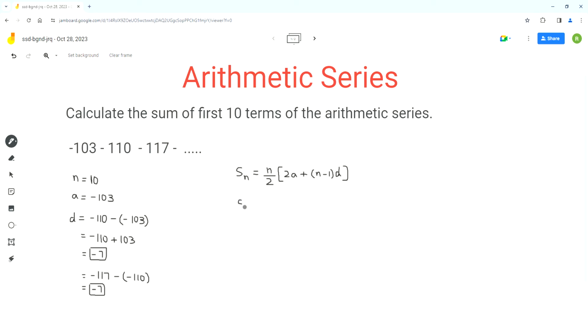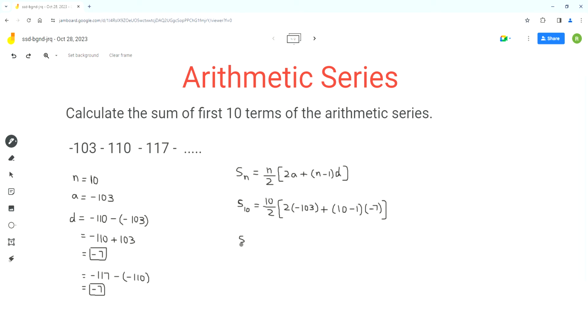We have to calculate the sum of 10 terms, so n is 10. S of 10 equals 10 over 2, and then brackets 2 times a, which is negative 103, plus parentheses 10 minus 1 times the common difference, which is negative 7. And then we close the brackets. This is the expression we have to evaluate to find the sum of the 10 terms.